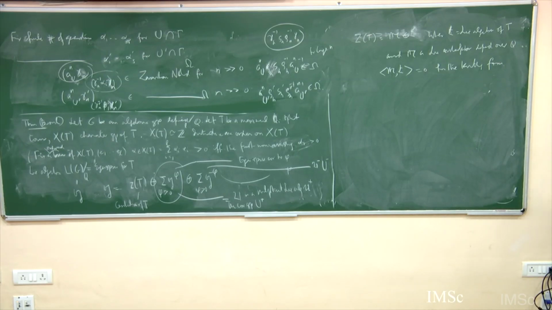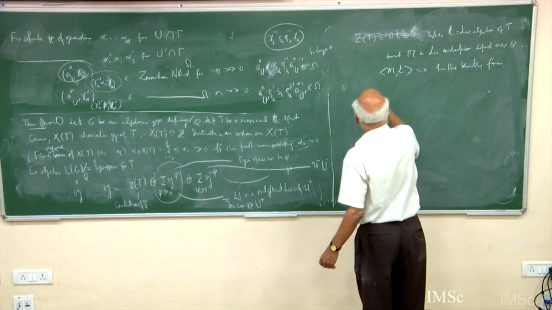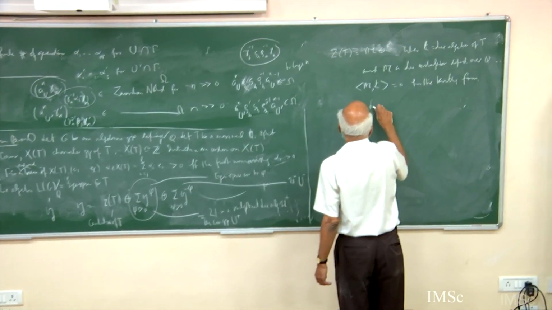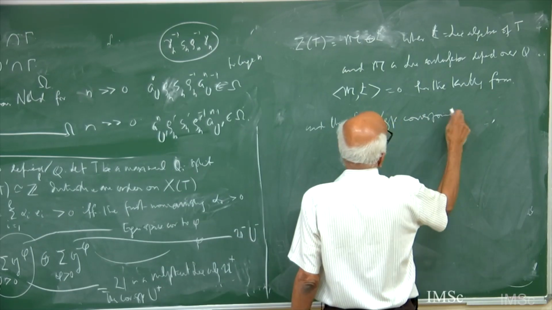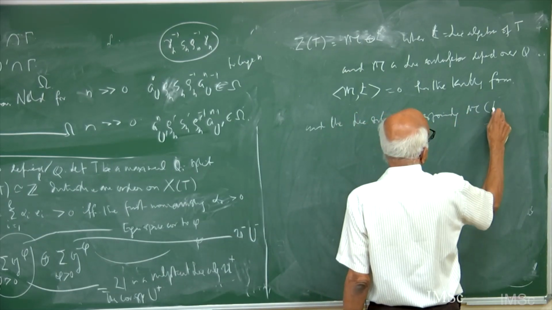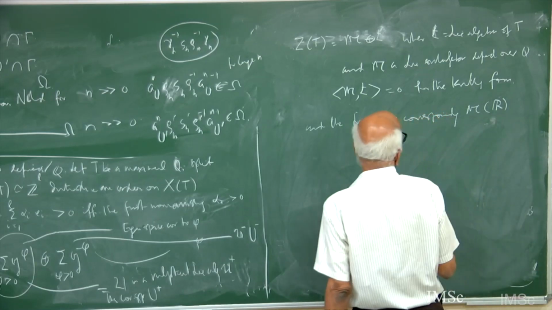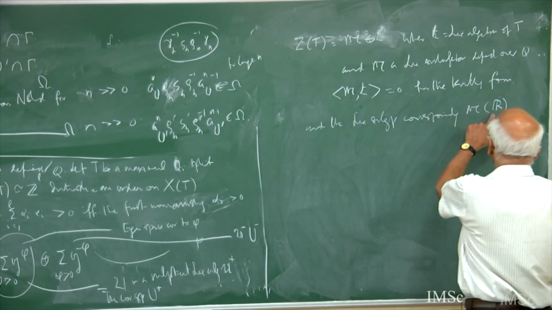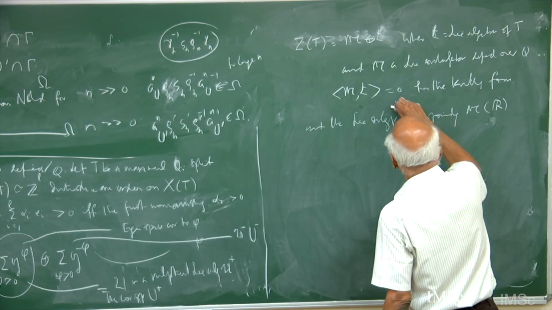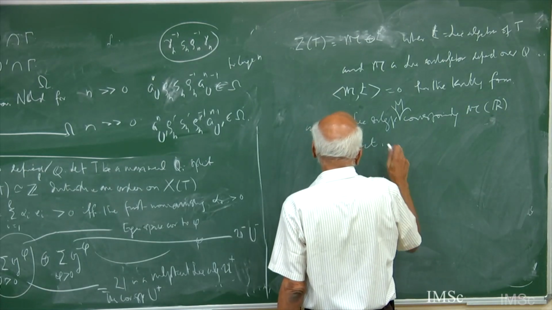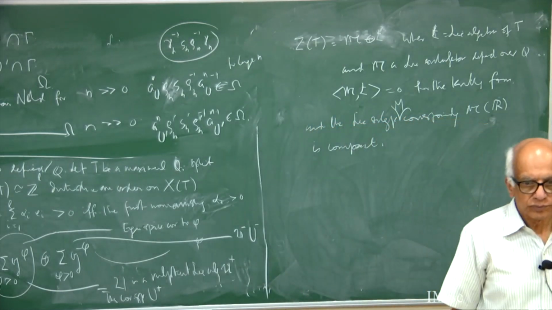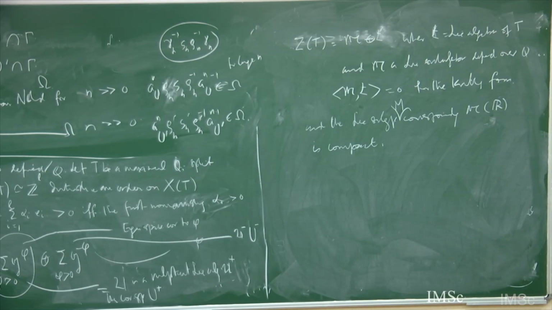Moreover, the Lie subgroup corresponding to MR, the real points of MR, the Lie subgroup M corresponding to MR is compact. All these are facts which have to be used. Now the statement goes like this.